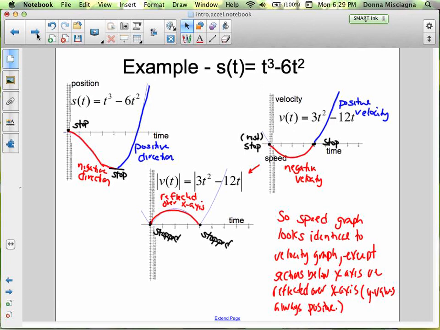When the position is in a negative direction, the velocity is negative. So notice that from 0 to 4, the position is going in a negative direction, and the velocity curve is below the x-axis. Our velocity is positive because our particle is moving in a positive direction. The speed graph looks identical to the velocity graph, except the sections below the x-axis are reflected over the x-axis because y values are always positive when we're dealing with speed. We don't look at direction.